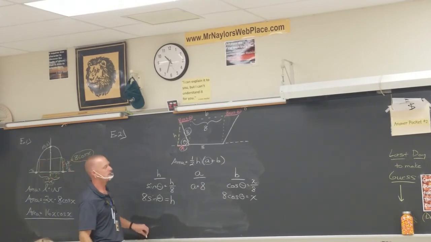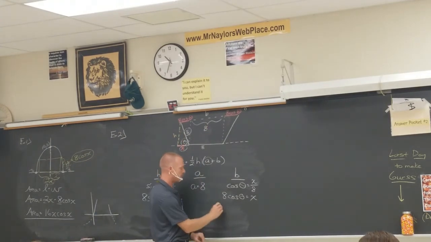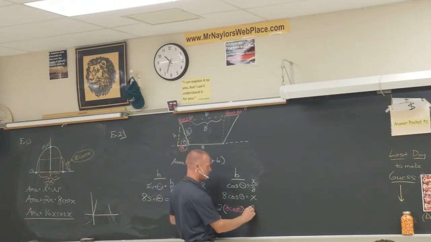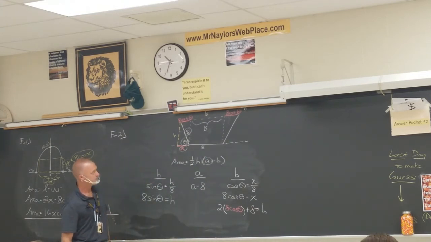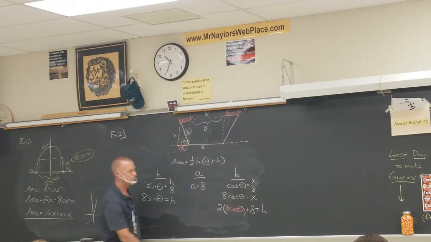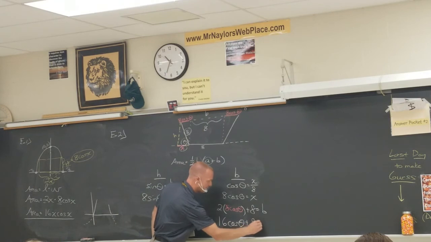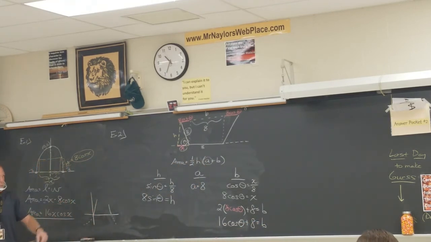Now remember, B is supposed to be this entire distance. So we end up with 2 of these 8 cosines. And don't forget the 8. Don't forget the 8. All right. Simplify. Always simplify if you can. So we have 16, but we want to realize that it came from 2 of those plus 8.